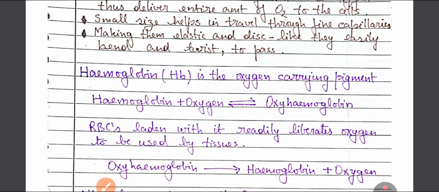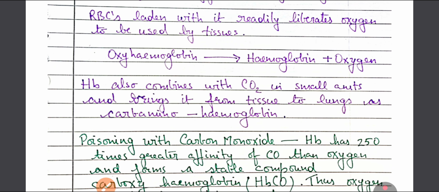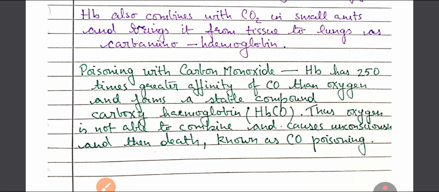Hemoglobin is the oxygen-carrying pigment. Hemoglobin, when it combines with oxygen, forms oxyhemoglobin. RBCs laden with it readily liberate oxygen to be used by the tissue. Oxyhemoglobin then liberates oxygen and forms hemoglobin plus oxygen. You can see here. Hemoglobin also combines with carbon dioxide in small amounts and brings it from tissue to lungs as carbaminohemoglobin, for its release back.